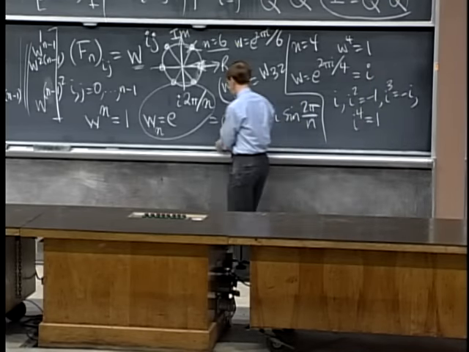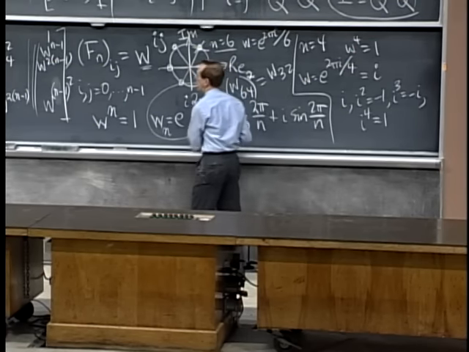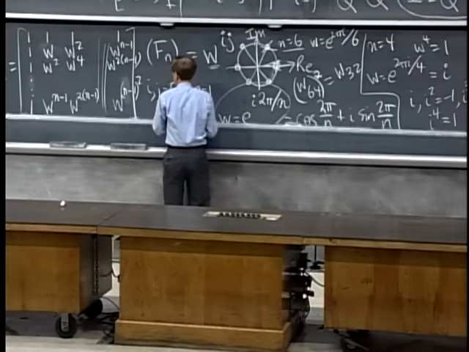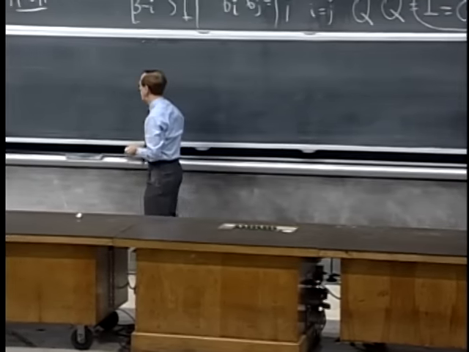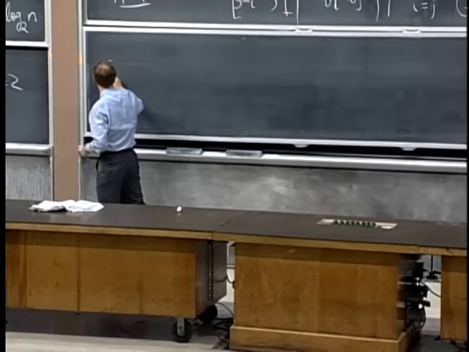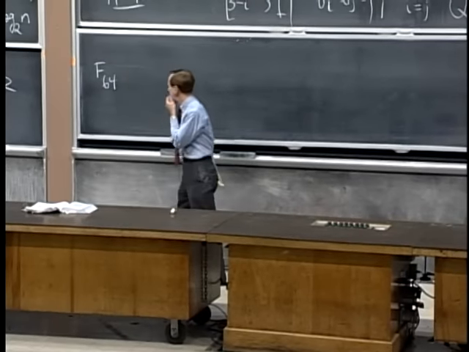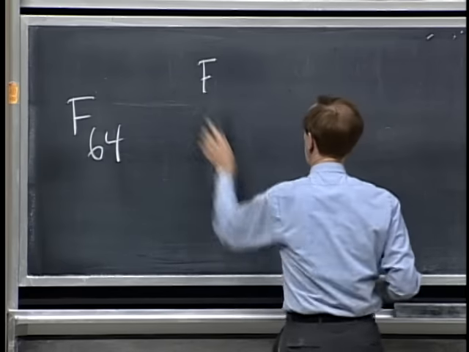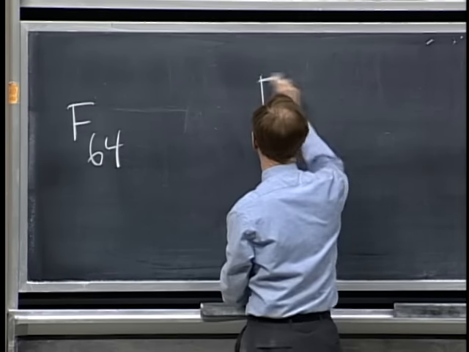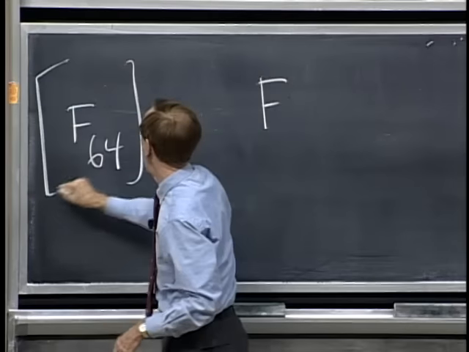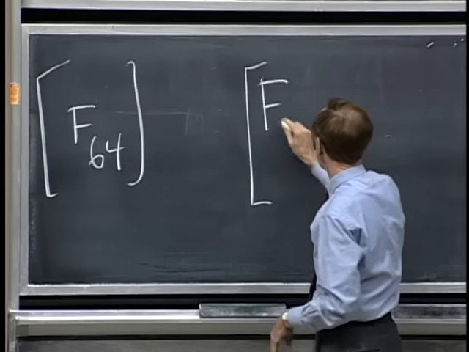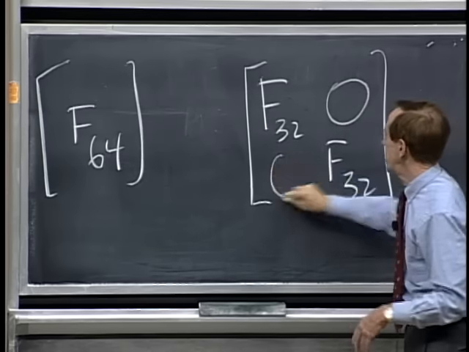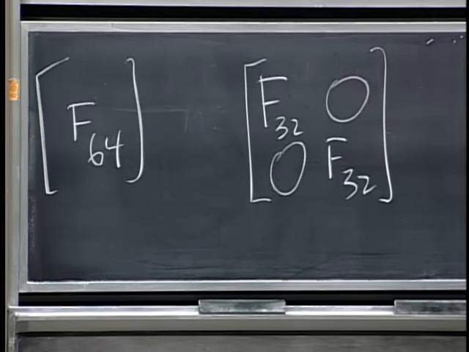And here's the connection. Okay. Let me go back. I'll do it here. Here's the connection. F64, the 64 by 64 Fourier matrix, is connected to two copies of F32. Let me leave a little space for the connection. So this is 64 by 64. Here's a matrix of that same size because it's got two copies of F32 and two zero matrices. Those zero matrices are the key.